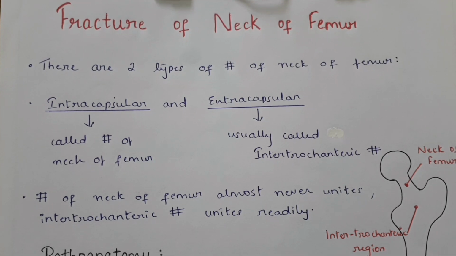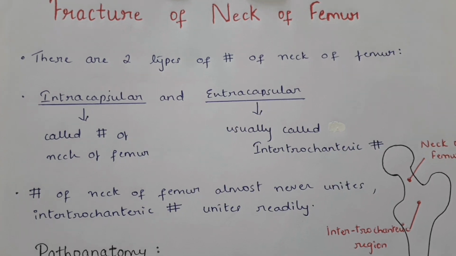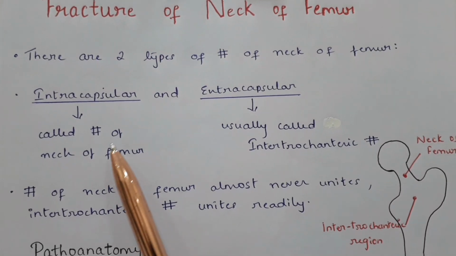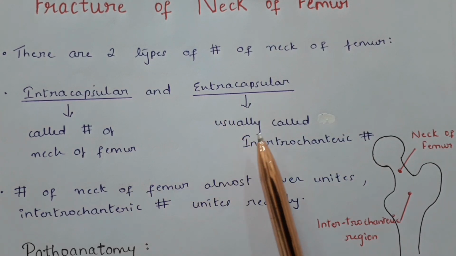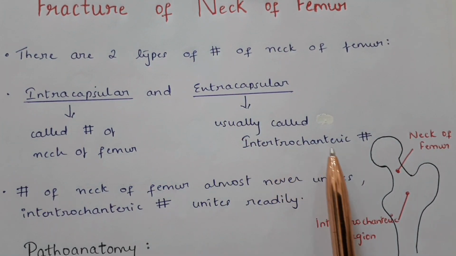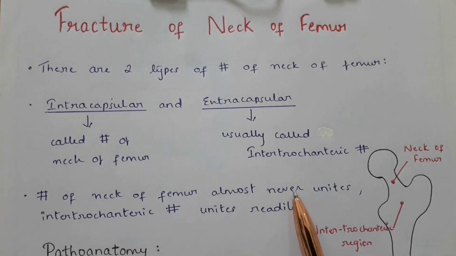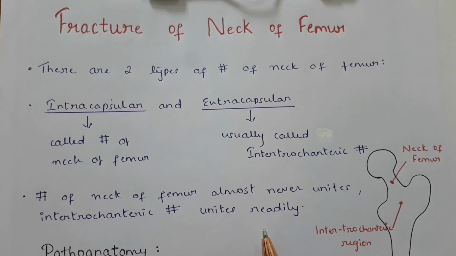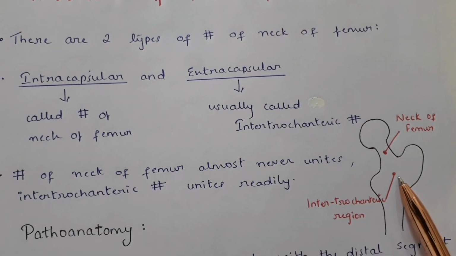Fracture of the neck of femur. There are two types of fracture of the neck of femur. We have the intracapsular and the extracapsular. The intracapsular are called the fracture of the neck of femur, whereas the extracapsular are usually called the intertrochanteric fracture. Fracture of the neck of femur almost never unites, whereas intertrochanteric fracture unites readily. So this is the neck of femur and this is the intertrochanteric region.